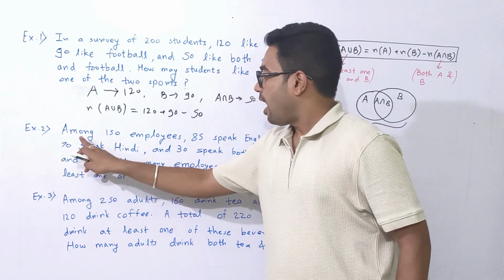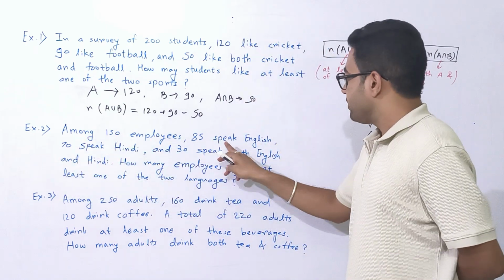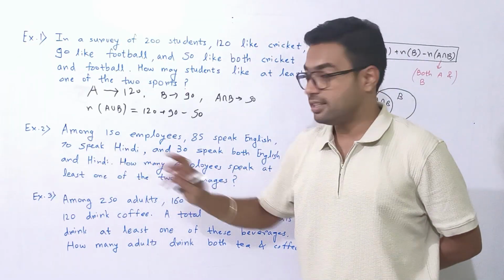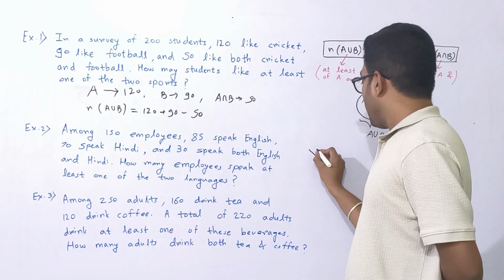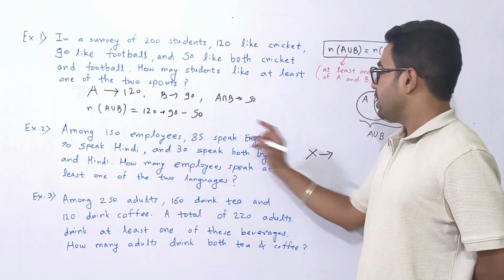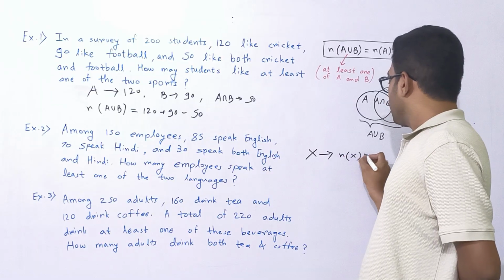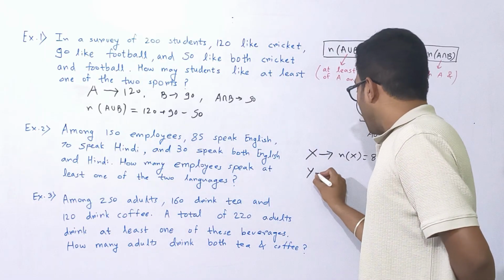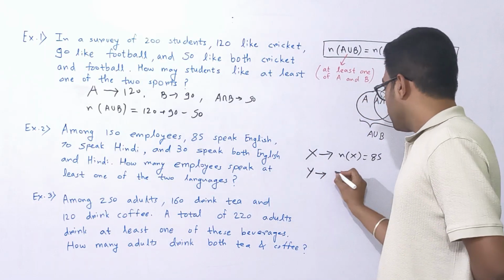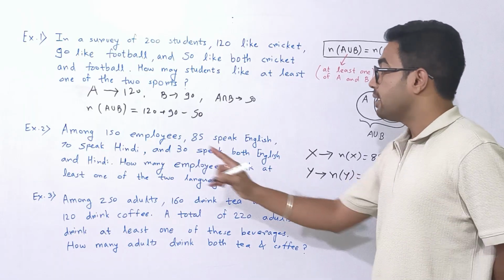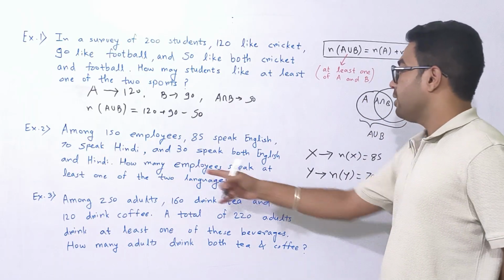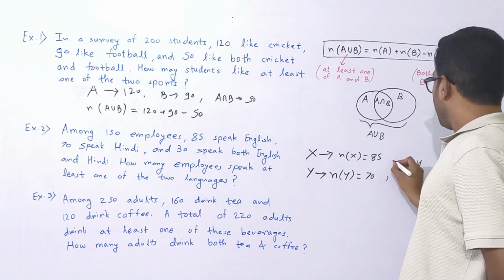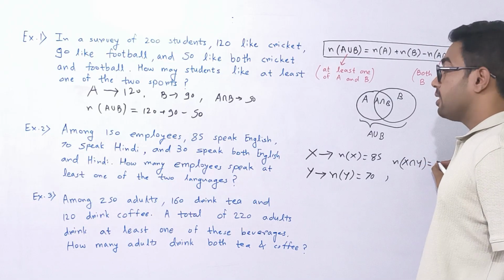Next example is, among 150 employees, 85 speak English, 70 speak Hindi and 30 speak both English and Hindi. Let's denote by X the people who speak English. So N of X is 85. Then let's denote by Y the people who speak Hindi. So N of Y is 70. And 30 speak both English and Hindi, meaning N of X intersection Y is 30.